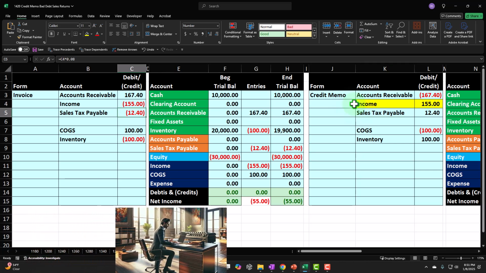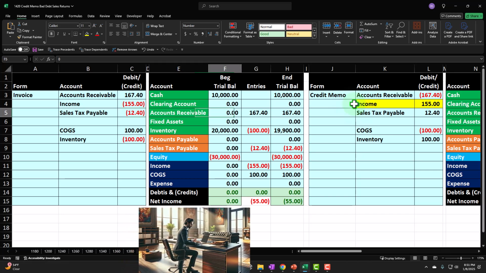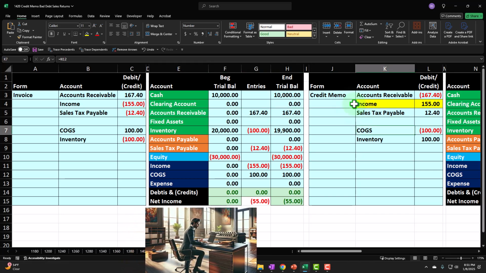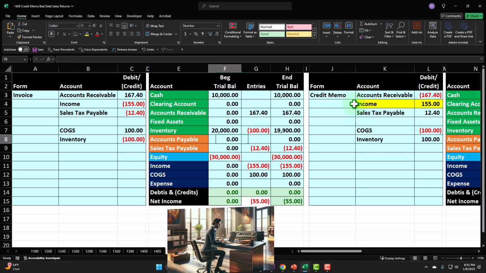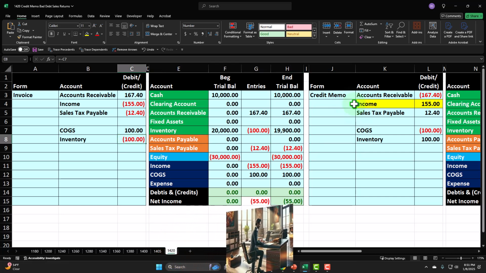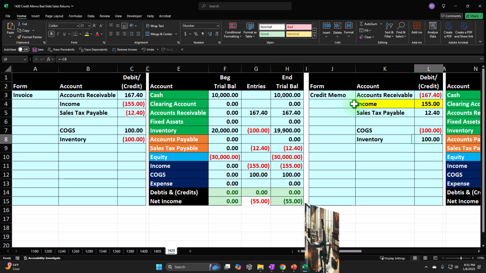The sales tax went up with a liability of a credit, so we're going to take it back down with a debit. The cost of goods sold and expense account went up with a debit, so we would take it down with a credit. The inventory account went down when we sold it with a credit, so we're going to make it go back up with a debit.